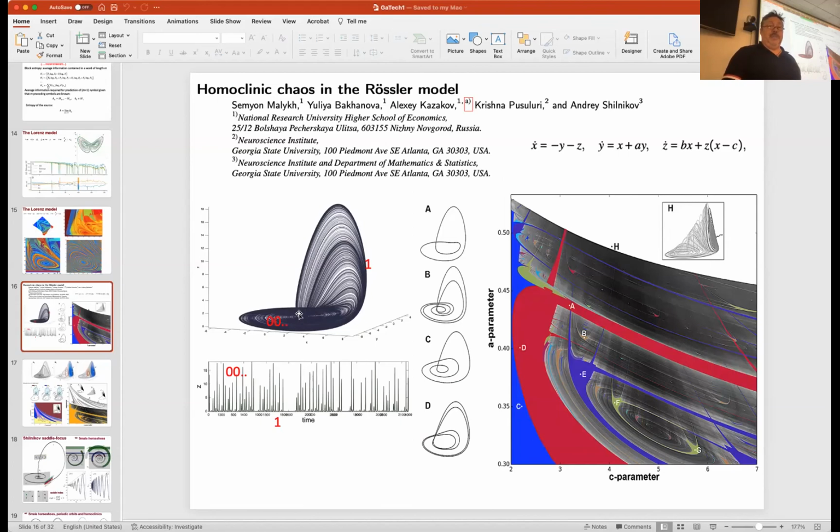As you can see, this projection doesn't have any window in the middle, which means trajectories come close by the saddle focus, which means there is a homoclinic bifurcation nearby.